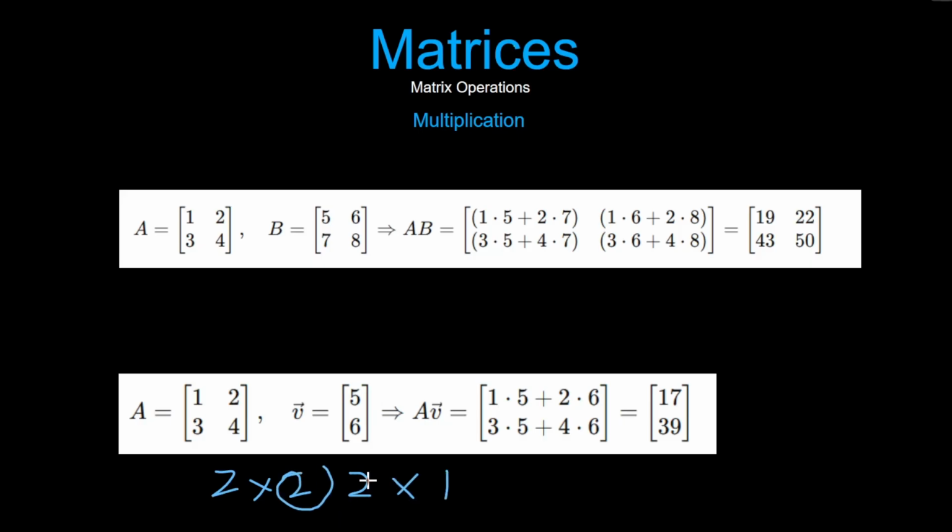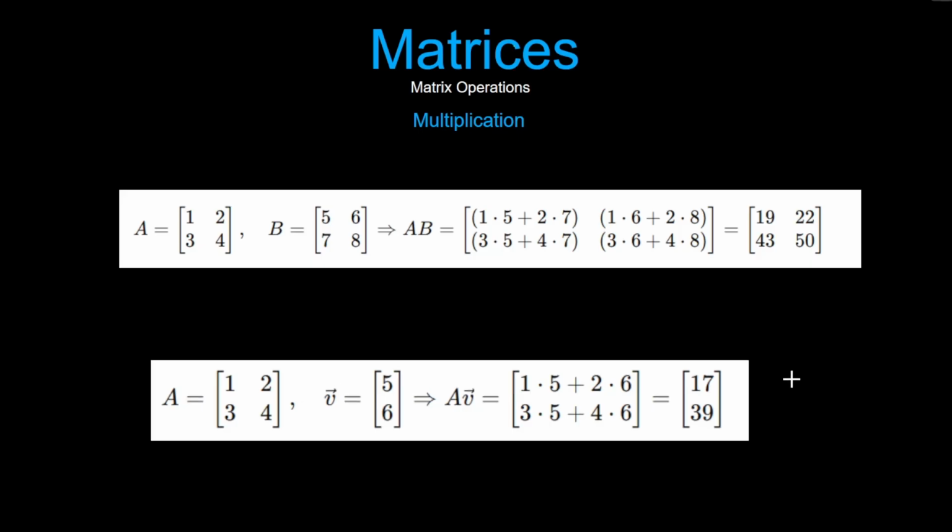Do we see the rows and column number are matching? Yes, they are matching. So what will be the resultant vector shape? Which is 2 times 1, which is the same as this shape. So we have the output of the same shape. So let's do the multiplication.